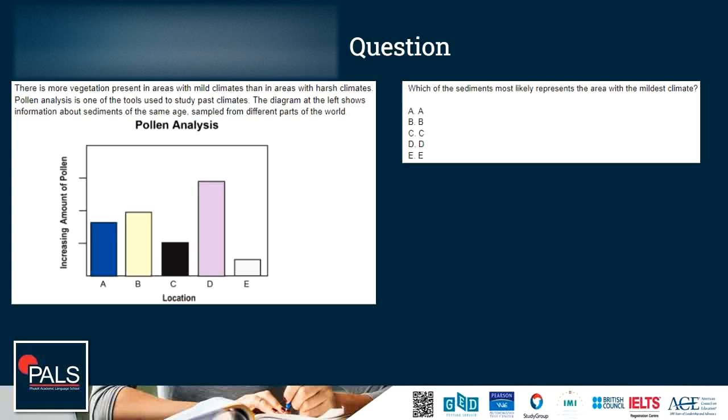So, what did the text tell us about different types of climates related to amounts of pollen? There is more vegetation present in areas with mild climates. That means that more vegetation means more plants, and more plants probably means more pollen. So the correct answer here should be D. The more vegetation we have, the more pollen there is.